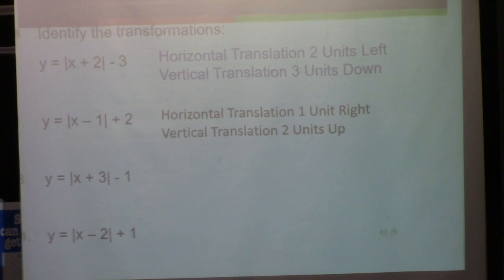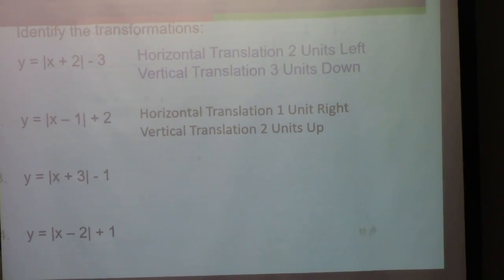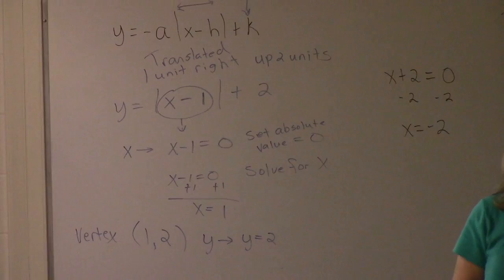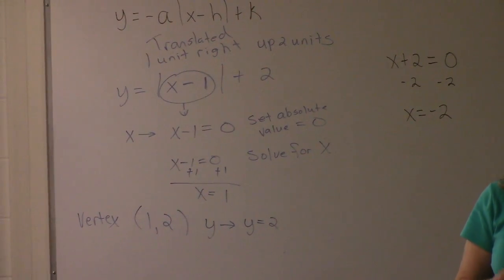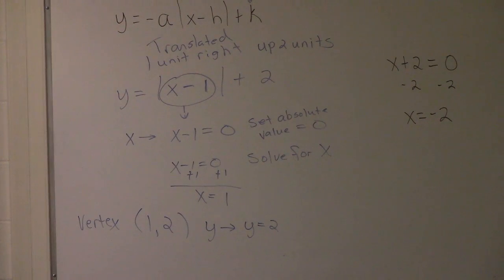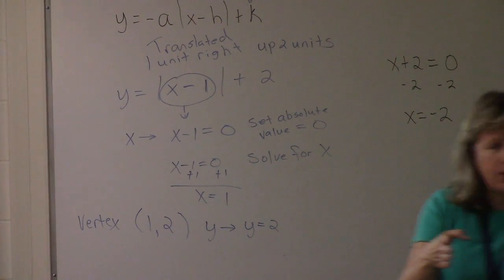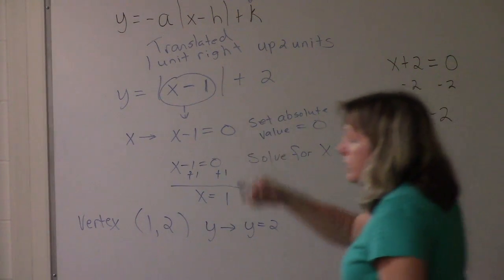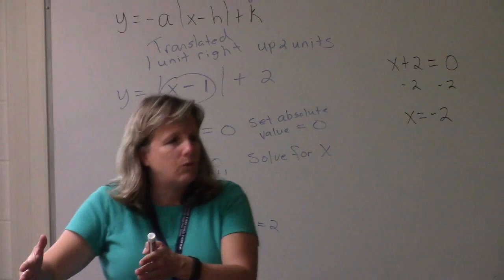X plus 3. Okay, so which direction did I go, right or left? Left. Why did you say it goes left? Because it's positive. Remember, with absolute values, it goes the way we don't think it should. So we thought it should go left, but it really went right. You have to change that sign. So x plus 3 goes right 3 units.